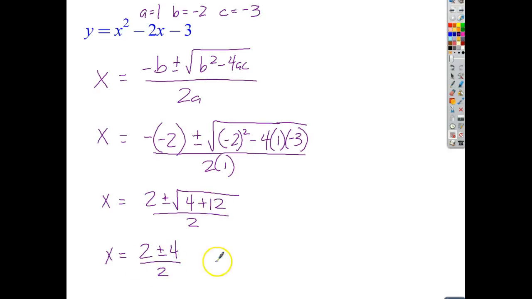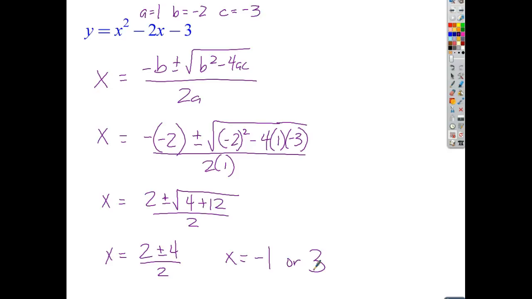So then x is equal to, let's do the negative first: 2 minus 4 is -2, and -2 divided by 2 is -1. Or we'll do the positive: 2 plus 4 is 6, and 6 divided by 2 is 3. So we know that x is equal to -1 or 3.